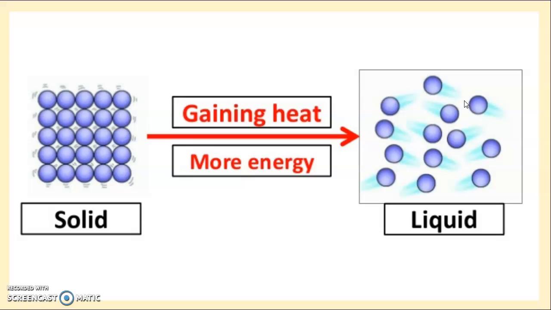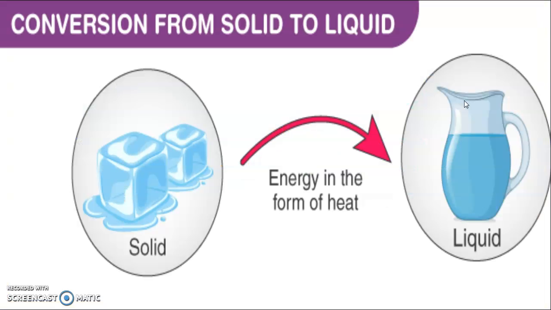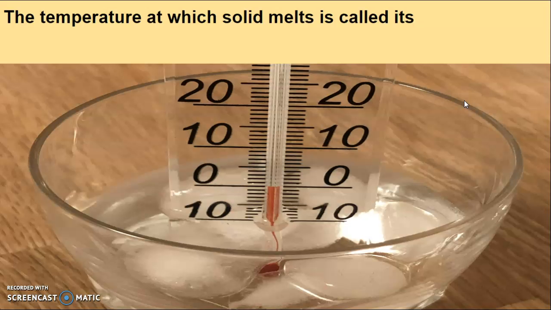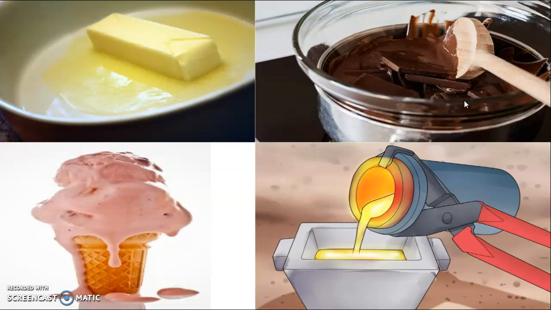When the solids are heated, their particles gain enough heat energy and start to move more rapidly and pull further apart. Eventually, they escape from the solid state and change into a liquid state. So, the temperature at which solid melts is called its melting point. The melting point varies for different solids.